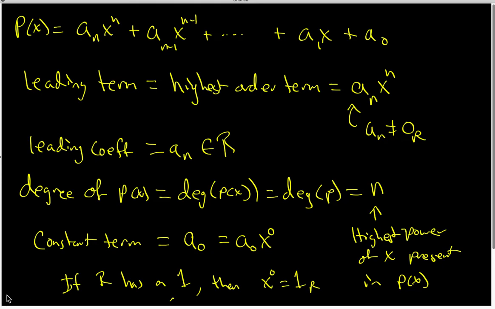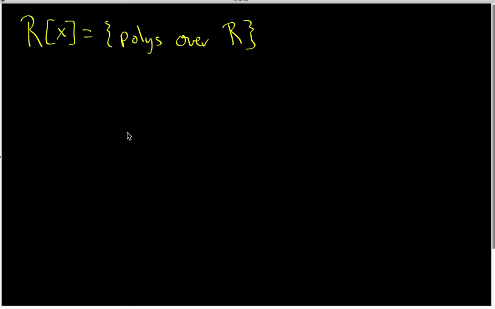So now that we know what one polynomial is, we can actually look at the formal definition. R square bracket x is defined to be nothing more than the set of all polynomials over the ring R. Now, it's important to note that this is R square brackets.